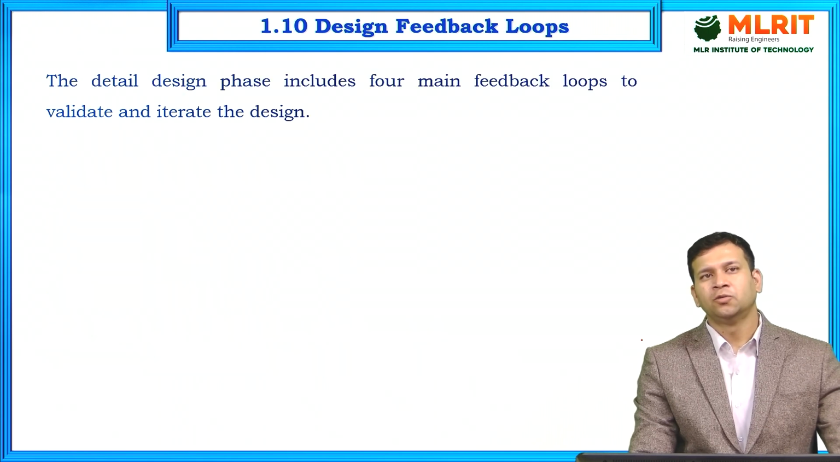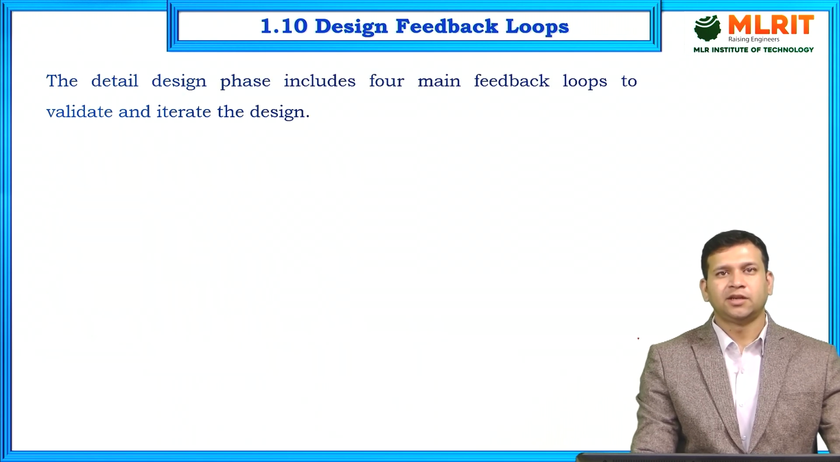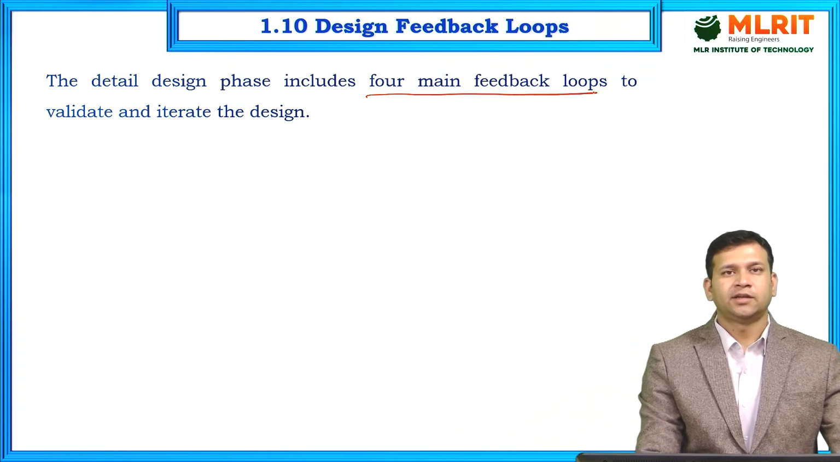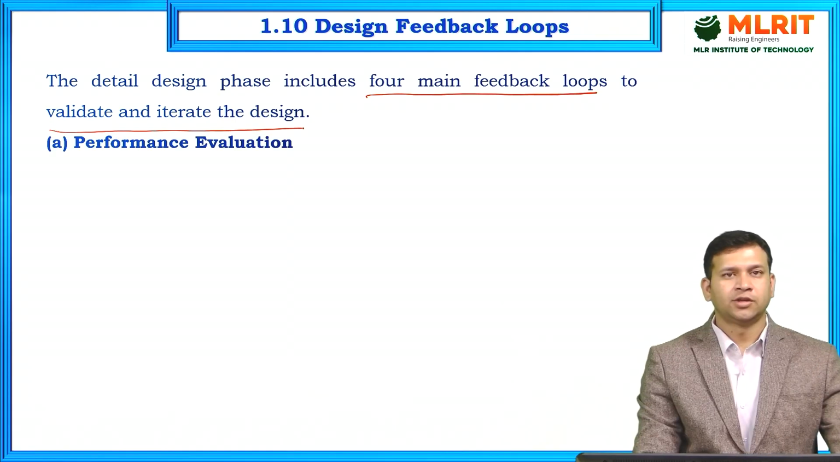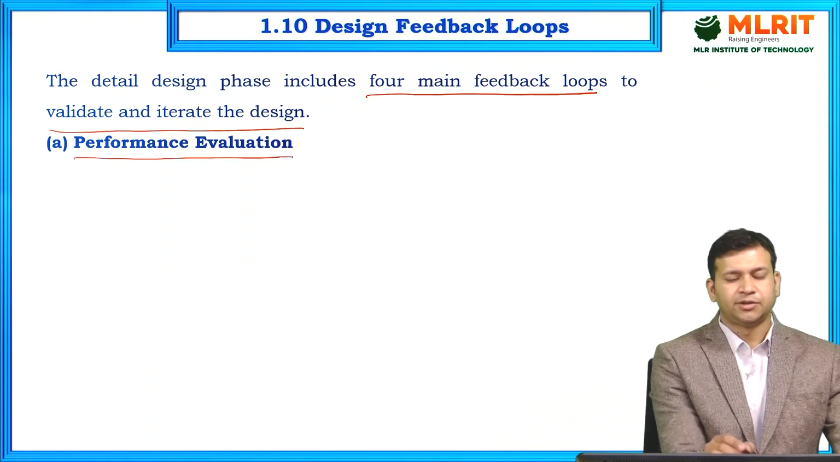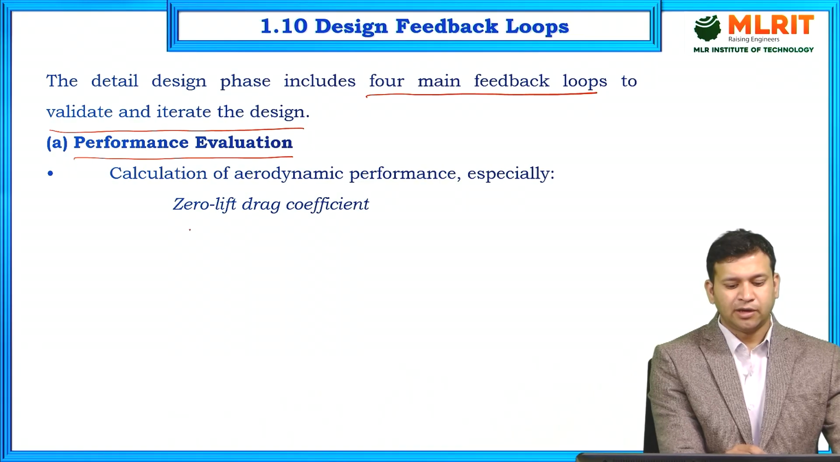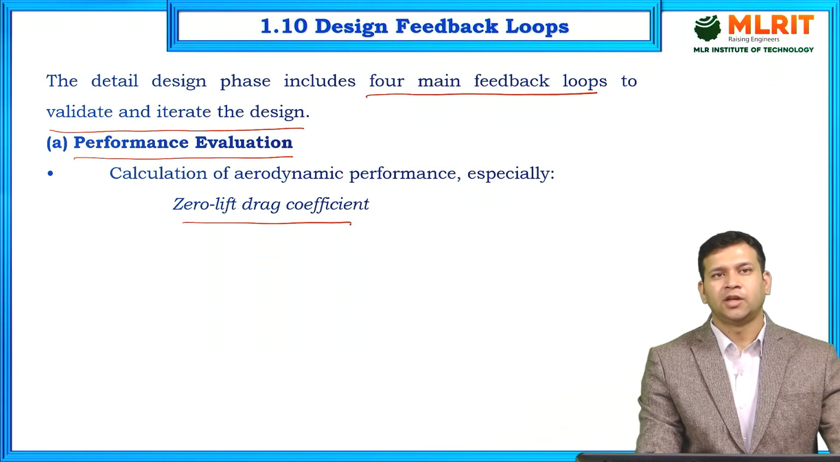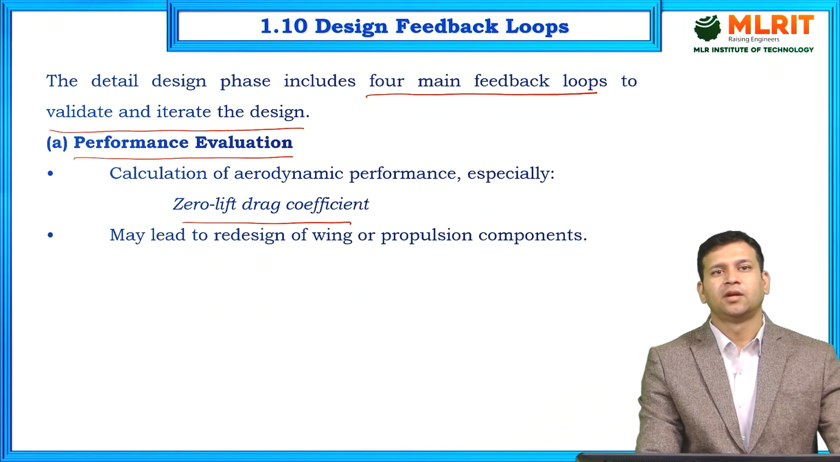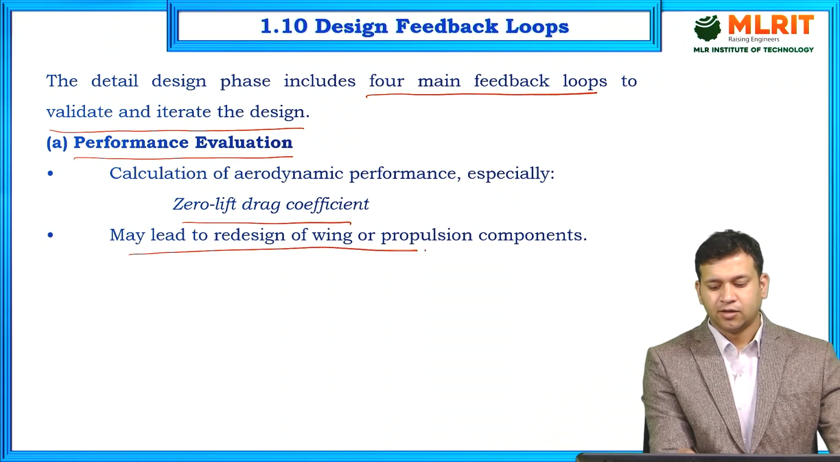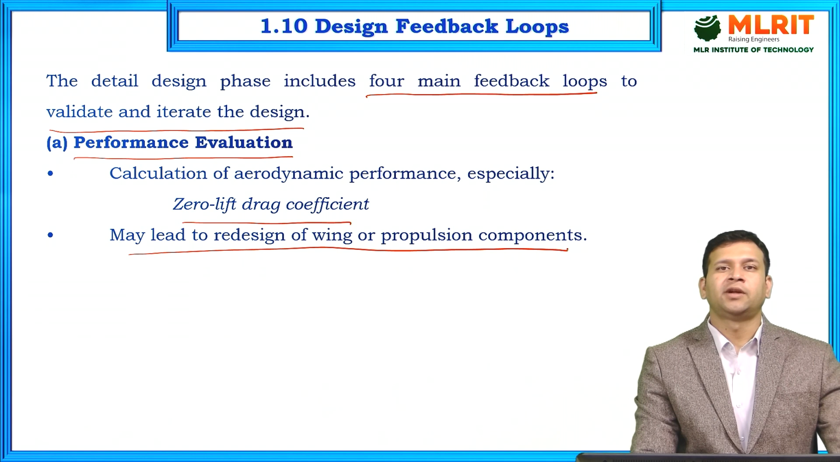Design feedback loops. The detailed design phase includes 4 main feedback loops to validate and iterate the design. First one, performance evaluation. Here, the calculation of aerodynamic characteristics, especially zero lift drag coefficient, is evaluated, and it may lead to redesign of wing or propulsion components if it is not matching the requirements.